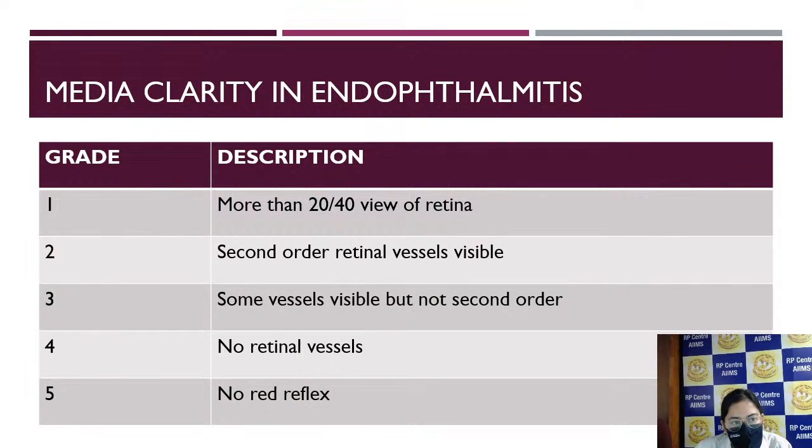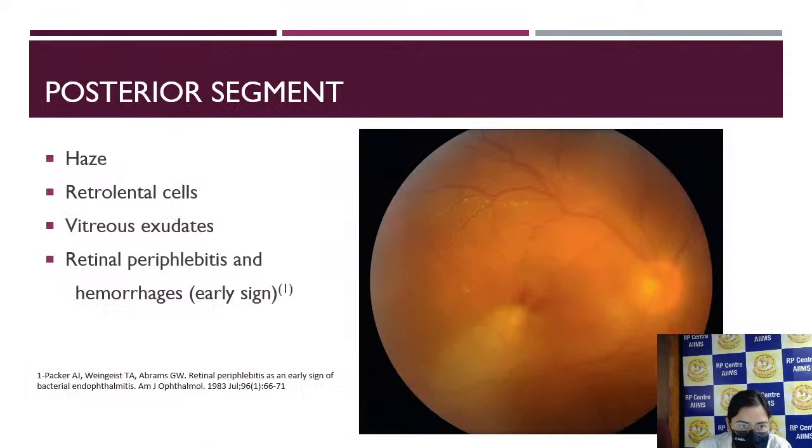Coming on to fundus evaluation, the EVS has adopted this grading for media clarity. Starting with grade 1, it's described when there's a view of retina which is more than 20 by 40. The second grade is when second order retinal vessels are visible. Third is when some vessels are visible, but they're not of second order. Fourth is no retinal vessels visible, and fifth is no red reflex.